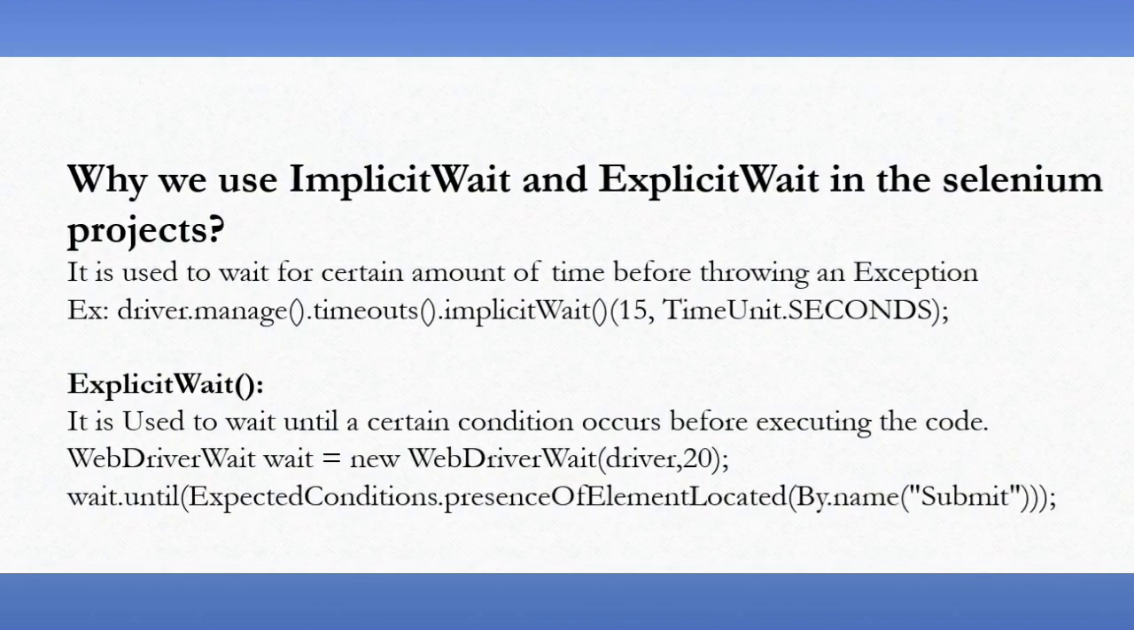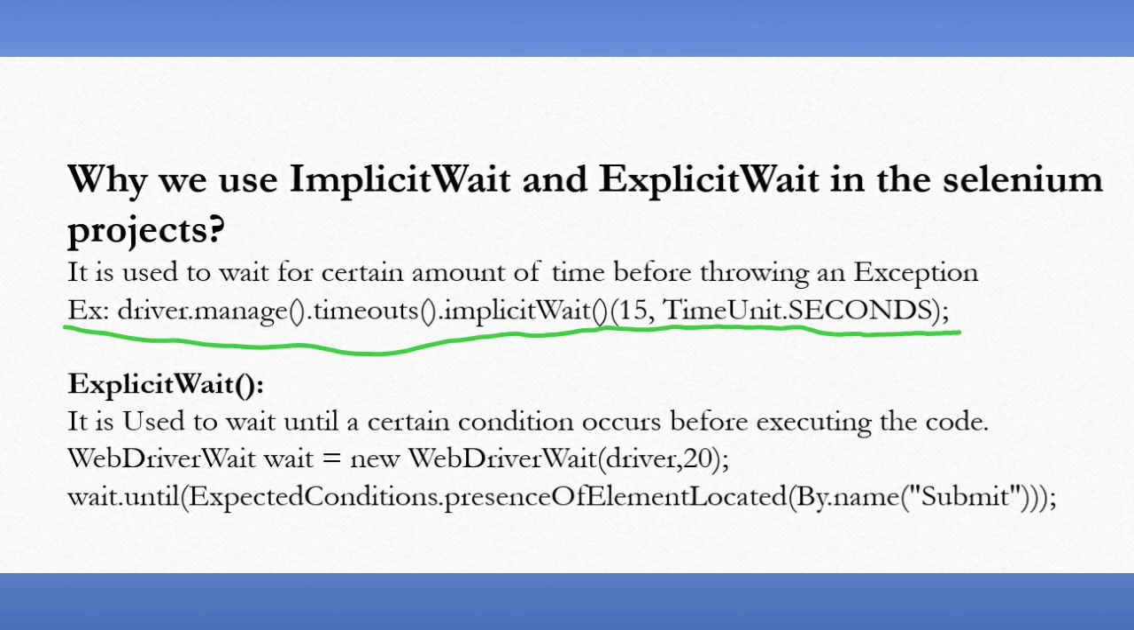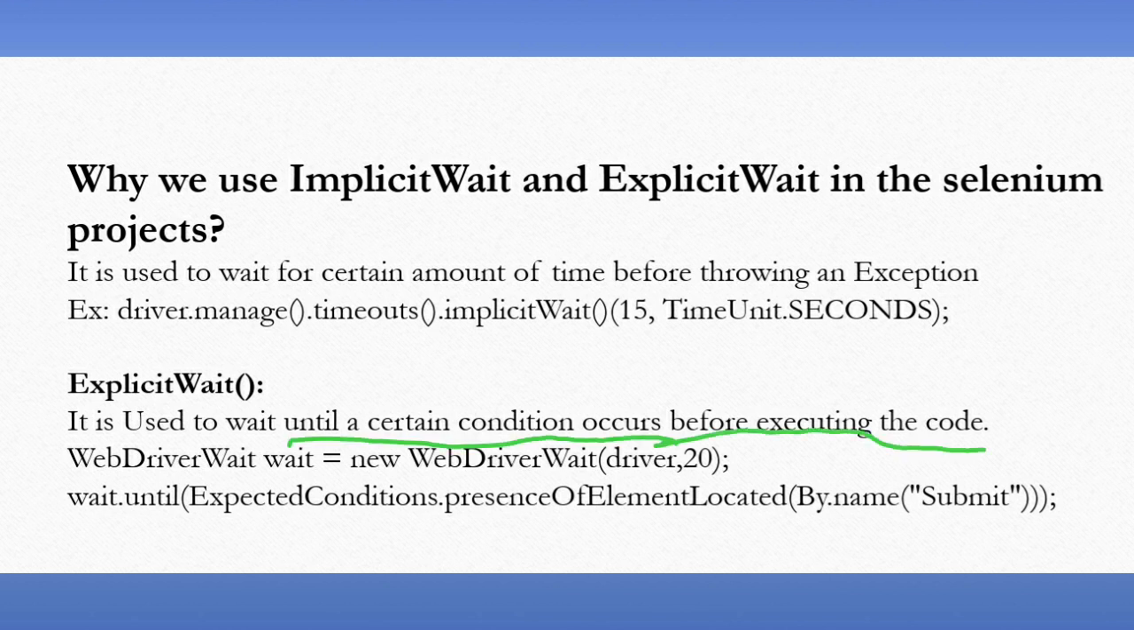The next question is, why do we use implicit wait and explicit wait in a Selenium project? Implicit wait is used to wait for a certain amount of time before throwing an exception. So here is the example to wait a certain amount of time by using implicit wait. Whereas explicit wait is used to wait until a certain condition occurs before executing the code. So here is the code to wait for a certain condition before executing the code.